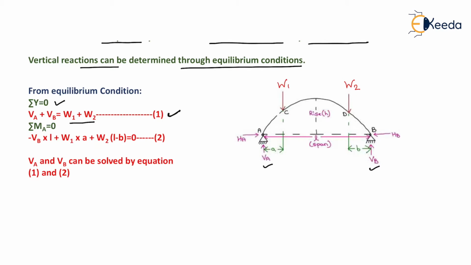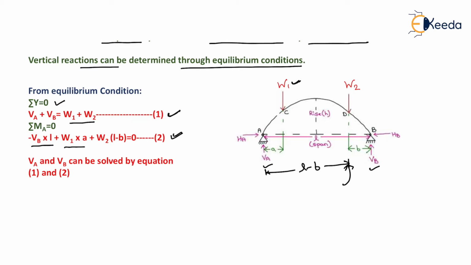Similarly, taking moment about A equals to 0, we will have minus VB into L. Minus sign is because of anti-clockwise movement, plus W1 into a, because W1 load is acting at a distance of a from support A. So this will be W1 into a plus W2 into L minus b, because this distance is L minus b. So the moment due to W2 load will be equal to W2 into L minus b, which will be our second condition. Now VA and VB can be determined by equation 1 and 2.